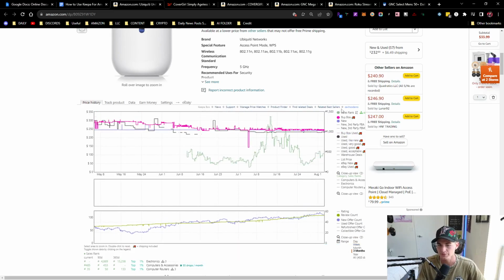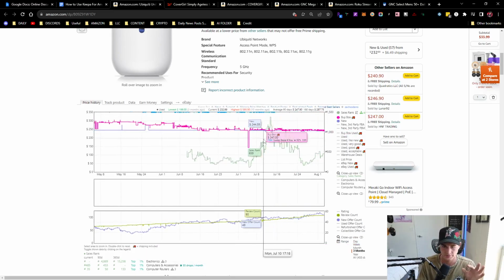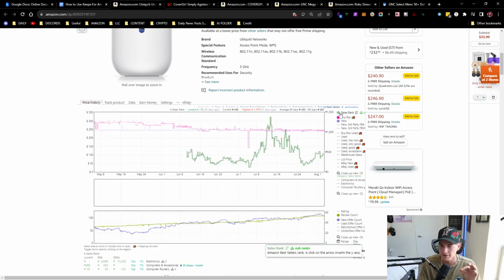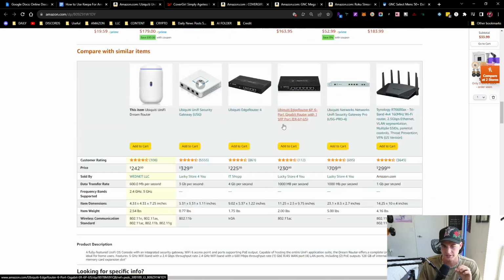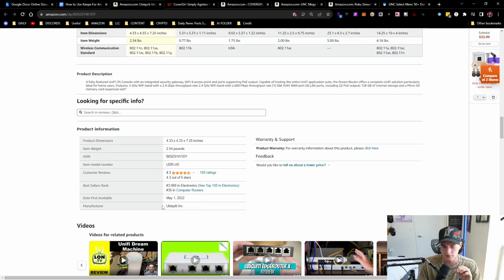So I'd say the top 3 things you want to focus on a Keepa chart is the new offer count, the buy box, and the sales rank. The sales rank is data you can find on Amazon without any software. If you come down here to product information, it says best sellers rank. This product is the 3,968th fastest selling product in the electronics category, and the 35th fastest selling product in the computer routers category.